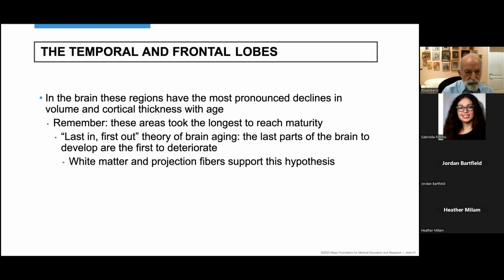In this region of the brain, they have the most pronounced declines in volume and cortical thickness with age. Remember, these areas took the longest to reach maturity, and the last in, first out theory of brain aging is consistent with the last parts of the brain to develop being the first to deteriorate. White matter and projection fibers support this hypothesis.